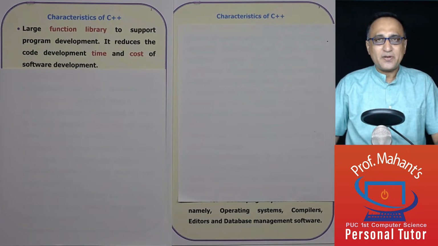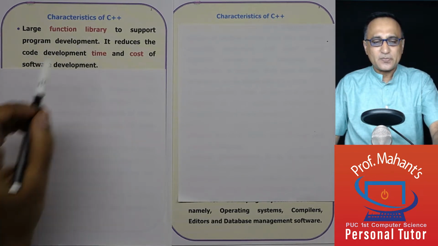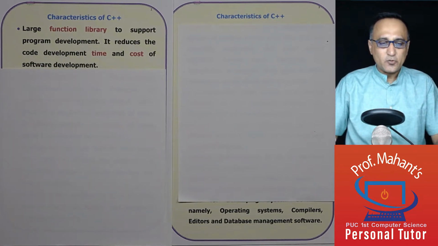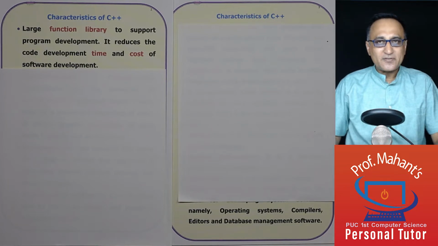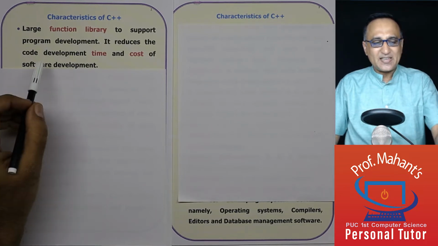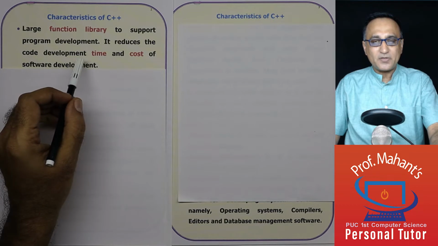Say, for example, I have to calculate the square root. I don't write my own code to calculate the square root. I use the code which is already available as a part of the C++ library. What is the advantage of this? The advantage is it saves me time to develop the code.